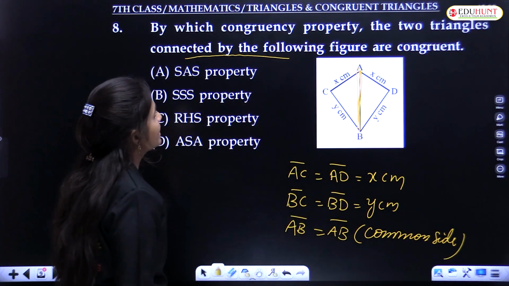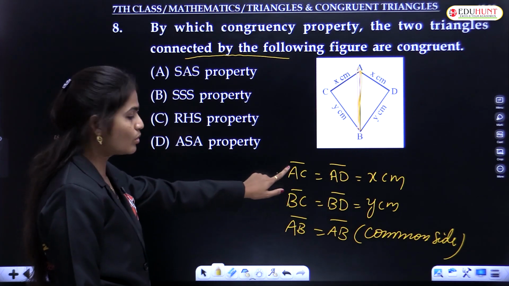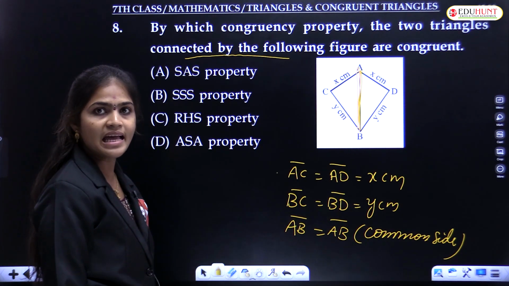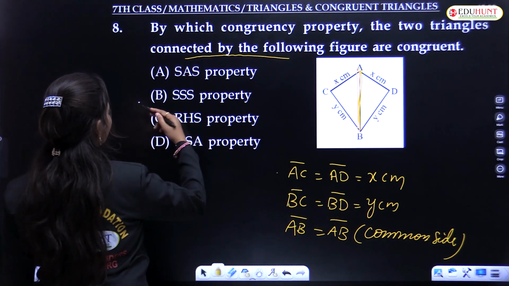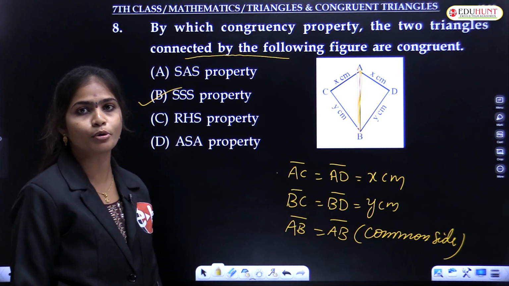Now what are they asking here? According to which congruency? AC and AD are sides only, BC and BD are sides only, AB is equal to AB, that is also a side only, no? So that's why that is the triple S property, side side side property.